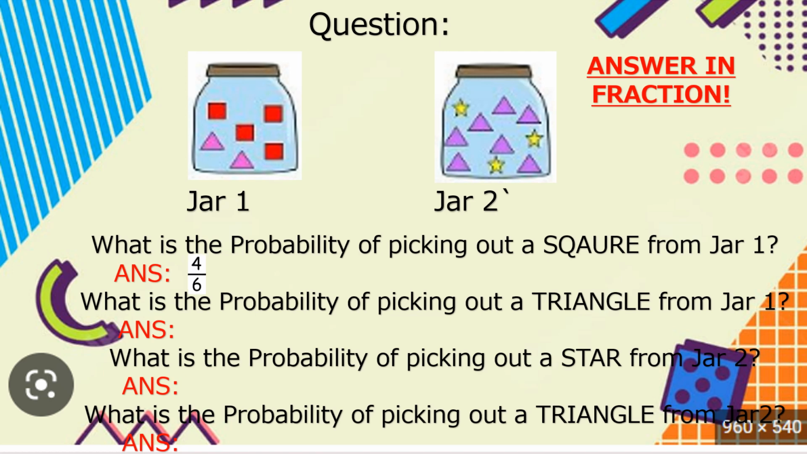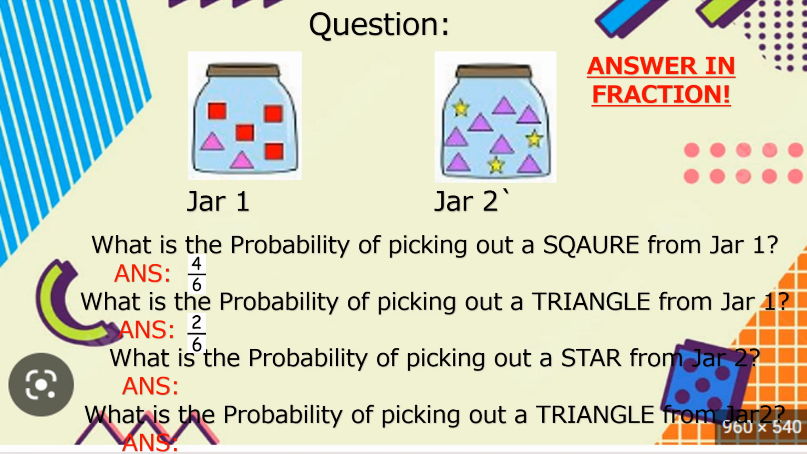Good job. What is the probability of picking out a triangle from jar 1? So as we counted earlier, there are 6 shapes, and now let's see how many triangles there are. 1, 2. So 2 over 6. Good job. What is the probability of picking out a star from jar 2? Let's count how many shapes there are. 1, 2, 3, 4, 5, 6, 7, 8, 9, 10. If you answered 10, good.